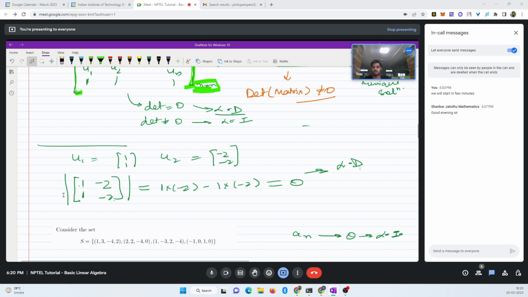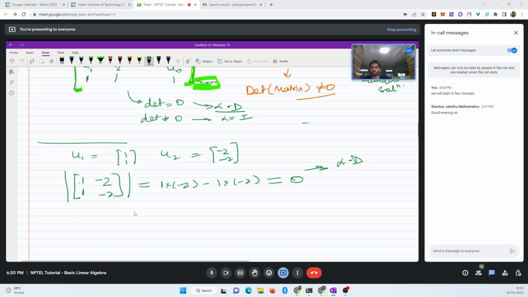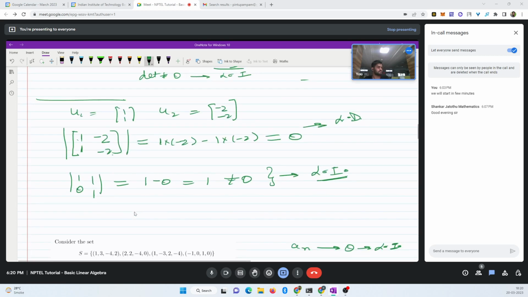Okay. Again, for the second case, it is pretty simple. It was (1, 0) and (1, 1). So if you take its determinant, it's 1 minus 0, which is 1, which is not equal to 0. So these vectors are linearly independent. Okay.